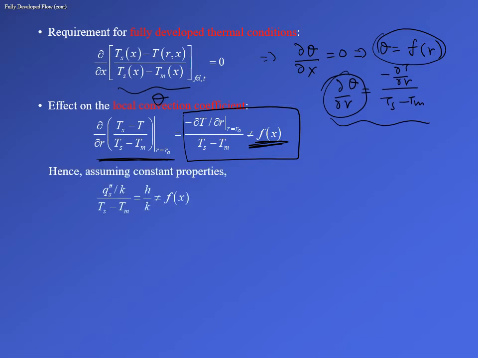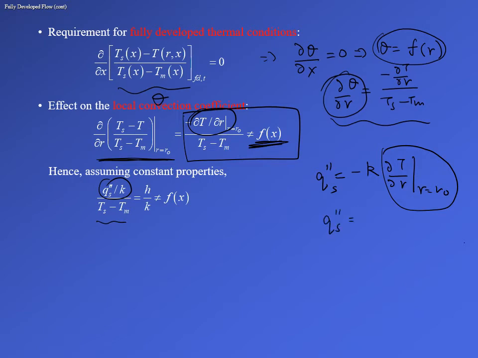Now remember your q double prime, using Fourier's law of heat conduction, was minus k del T by del r at the surface. So we can write this quantity in here using q double prime by k, and the denominator stays as it is. And we also know that q double prime, using Newton's law of cooling, can be written as h times (T surface minus Tm). We just wrote that a few slides ago.